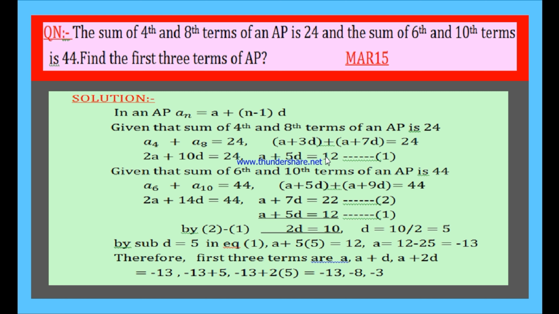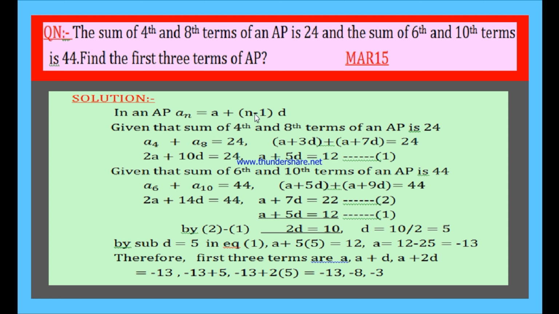24 divided by 2 is 12. This is the first equation. Now the second point given is the sum of 6th and 10th terms is 44. 6th term a6 plus 10th term a10 is equal to 44.